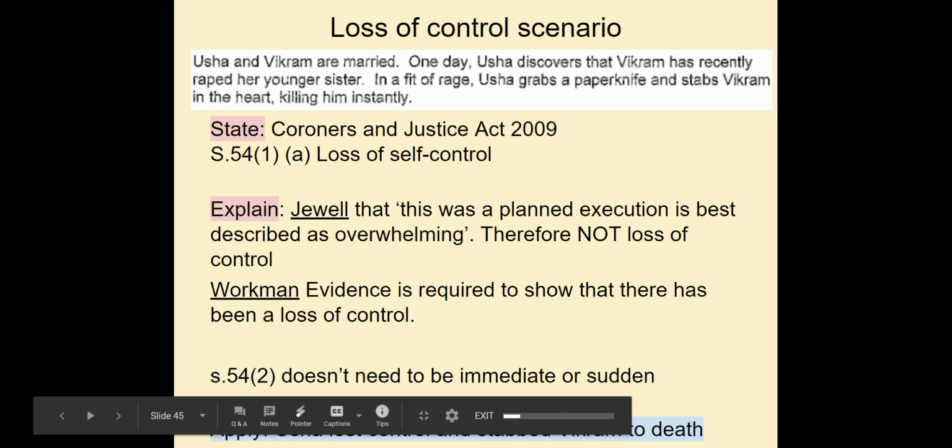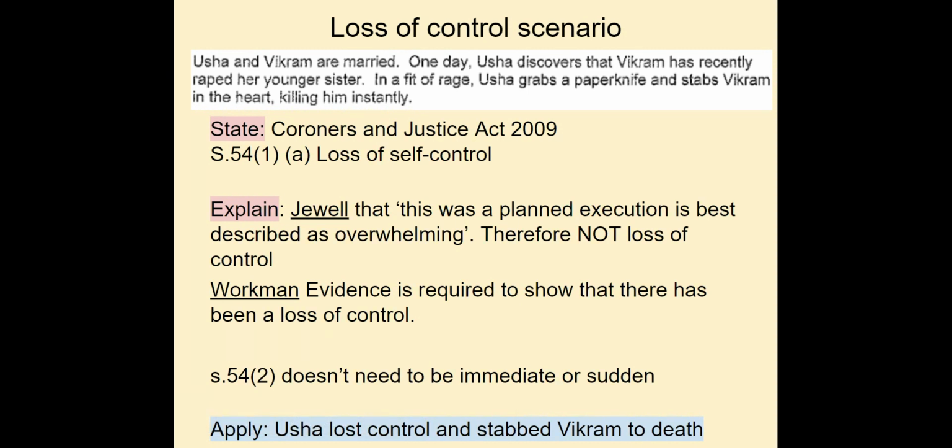So this video is going to take you through the partial defence of loss of control. So we're looking at a partial defence to murder. When you do this in the exam, you need to have already stated, explained and applied the offence of murder. Obviously, you don't need a defence if you haven't got an offence, but for today, we're just going to focus in on this particular partial defence.